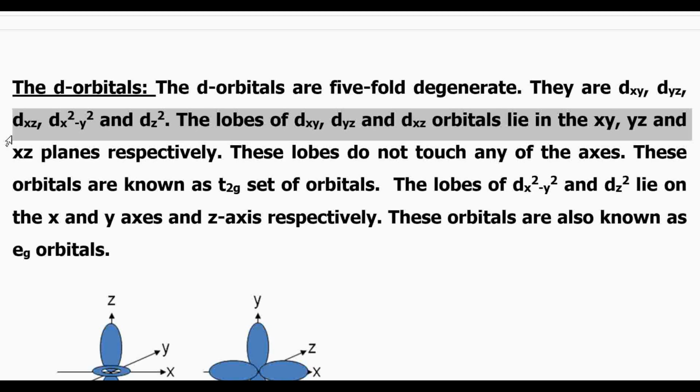Whereas when you come to the dx square minus y square and dz square orbital, you will find that the lobes of the dx square minus y square orbital lie on the x and y axis, whereas the lobe of the dz square orbital lies on the z axis. So in short, you will understand that the dxy, dyz and dxz orbitals do not touch the axis, whereas the dx square minus y square and dz square orbitals are on the axis.